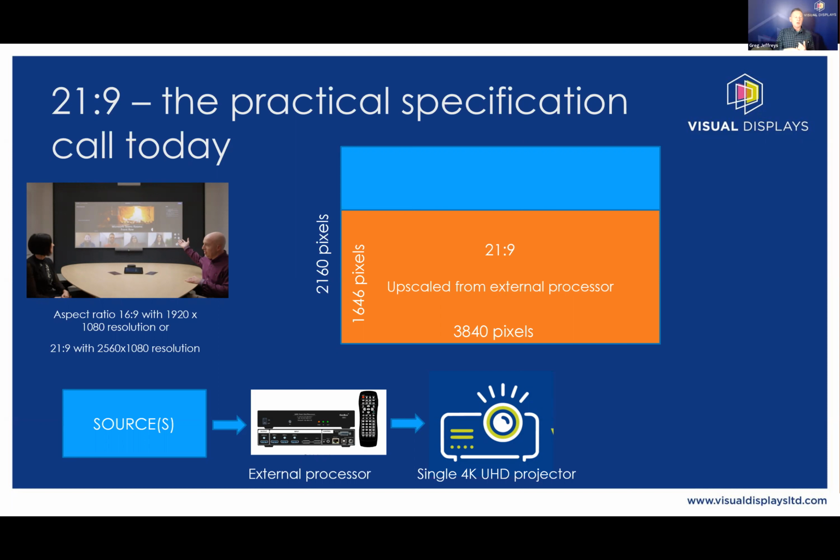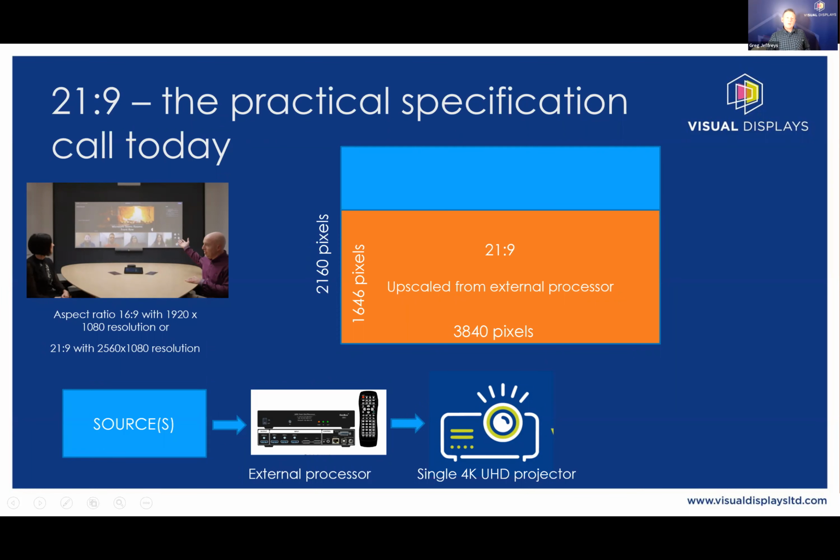But the way that we do it, and the practical way of doing it for a number of reasons at the moment, is that you go from source to an external signal processor to a single UHD projector. And that's our approach. I can go into that in a lot of detail, and we'll hopefully have a bit of time for a bit of Q&A. But that's really the way that we recommend doing it right now.